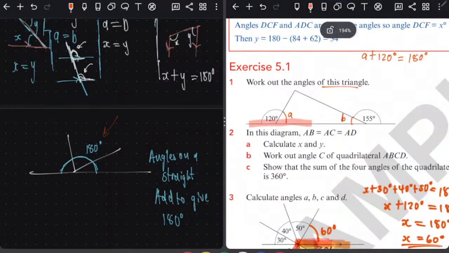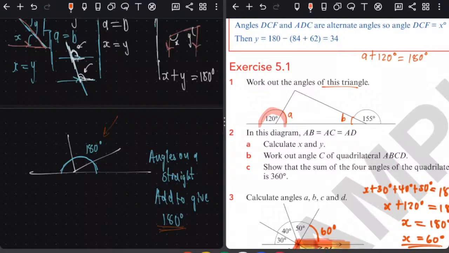Where are they? Where are the angles in a straight line? What do they give you here? Why don't you want to use it? Why are you refusing to use it?